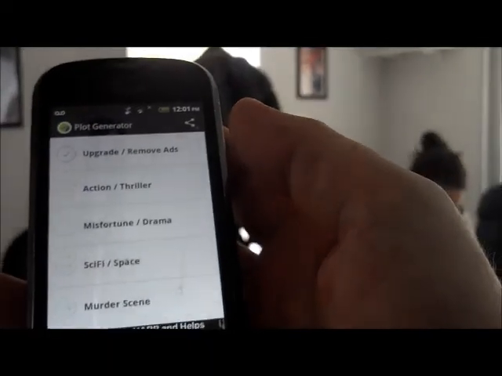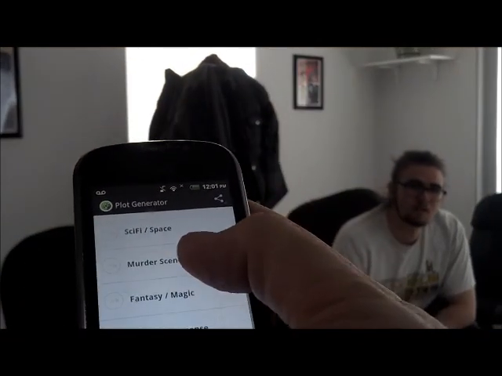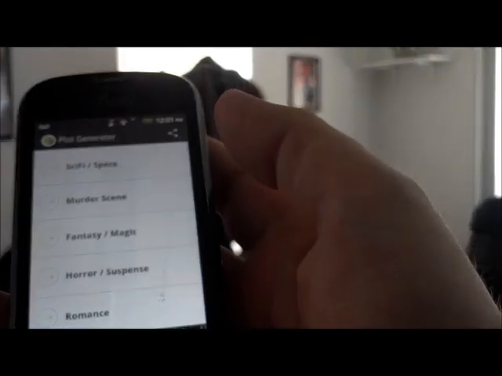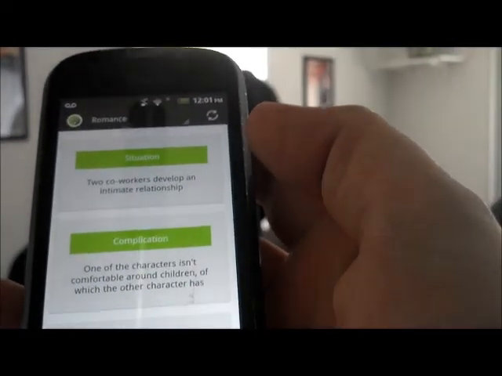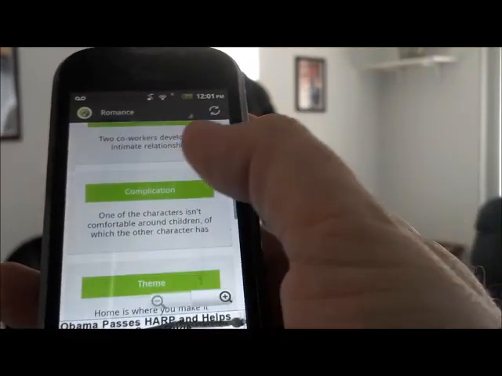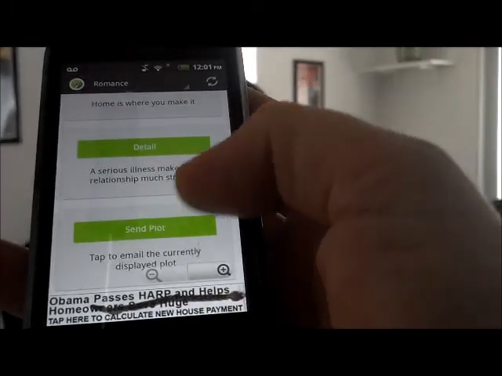Okay, here we go. It's got all these buttons for different story types, like romance and science fiction, mysteries, drama, whatever. It takes a protagonist and puts them in situations. It gives twists but leaves acting up to you. Here, let's try romance. Two co-workers develop an intimate relationship, but one of the characters isn't comfortable around children, which the other one has. Home is where you make it, but then a serious illness makes the relationship stronger.